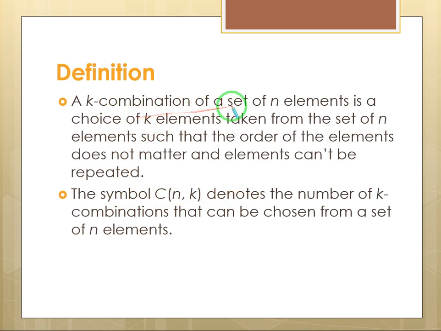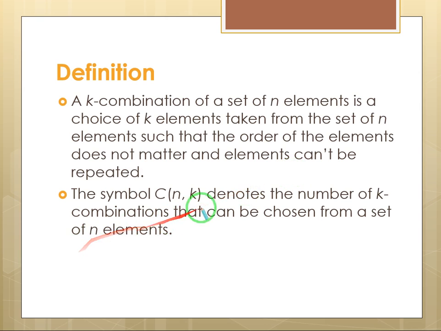The definition is: a K combination of a set of n elements is a choice of K elements, same as a permutation, taken from the set of n elements such that the order of the elements does not matter and the elements cannot be repeated. So the same concept is applied here as in a permutation. Order doesn't matter, but the second thing is the same as a permutation: you cannot repeat the element.